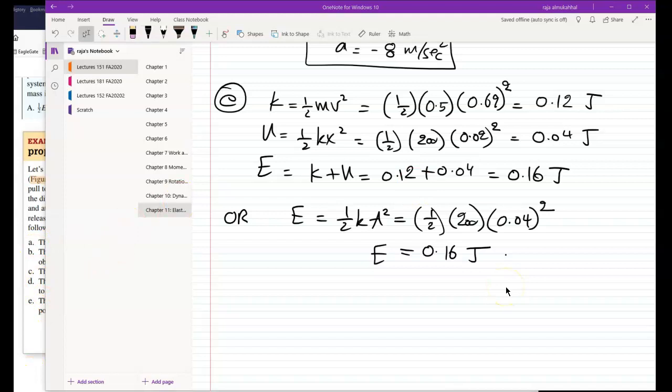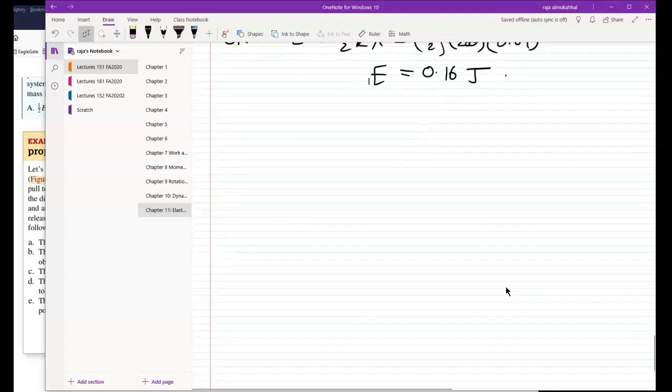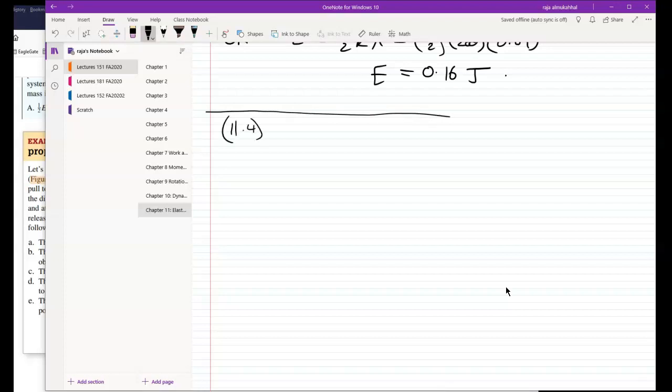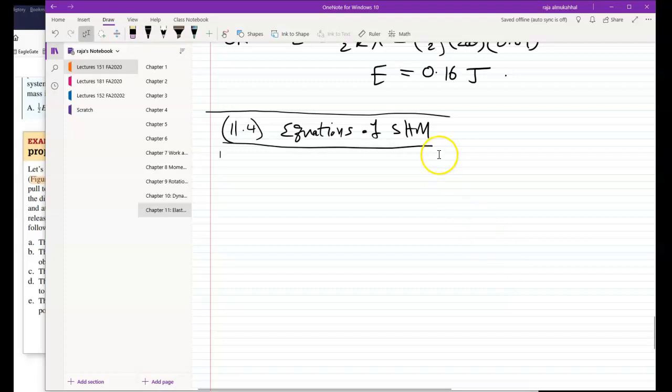The next topic is section 11.4, and the title is Equations of SHM, Simple Harmonic Motion. Before I talk about this section, I promised you to explain what is meant by simple harmonic. Why the word simple? Okay, simple has several meanings.